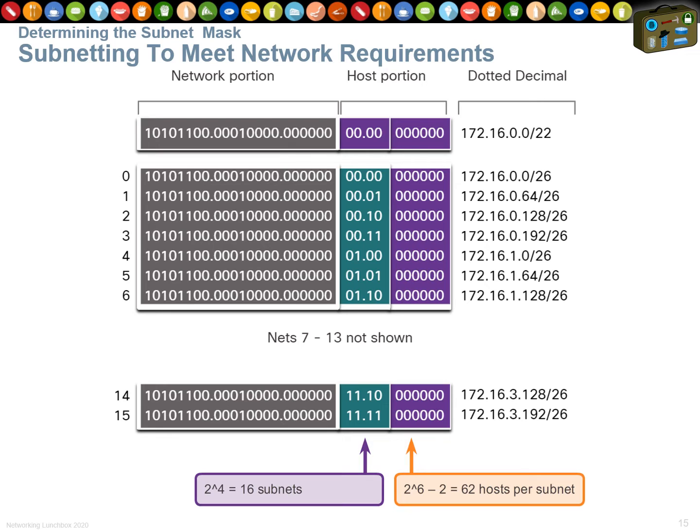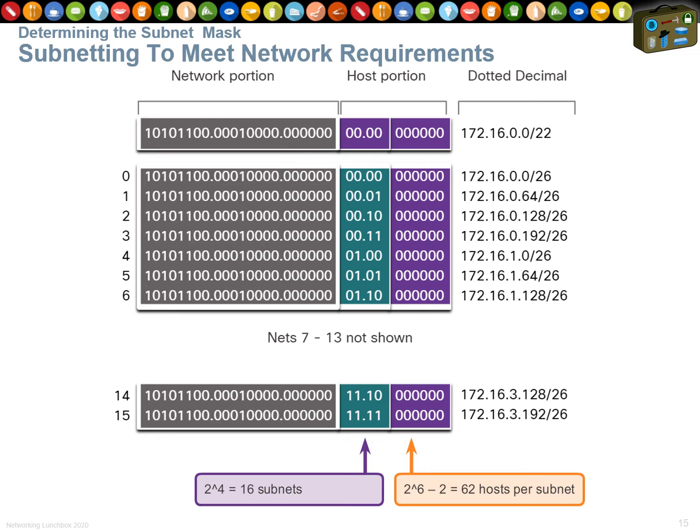So we're going to borrow 4 bits. And notice those 4 bits span over the dot. So the first 4 subnets are 172.16.0. But then subnet 4, 5, and 6 and beyond, they cross over to the other side of the dot. So now it's 172.16.1 and 172.16 all the way up to 172.16.3 dot something. So this is why you always do subnetting in binary first. You do it in binary first, and then you put the dots back in and convert it to decimal after the fact.